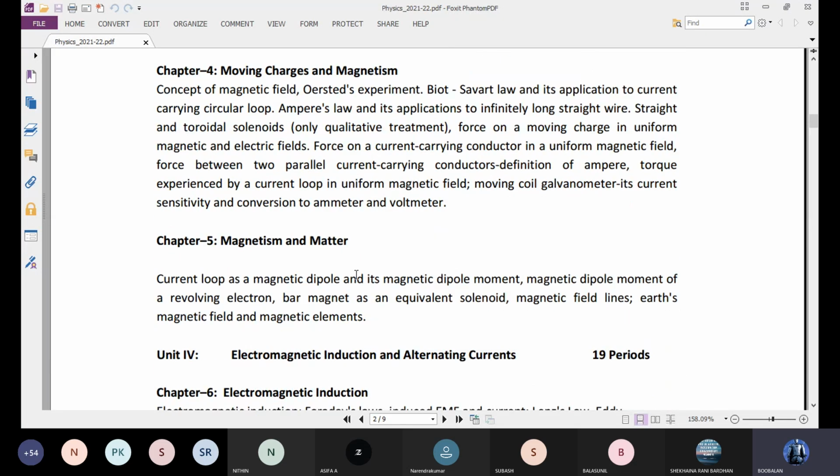Listen. Chapter number 5 is a very important topic. Now we are discussing this topic only, after the earth's magnetic field and magnetic elements. Everything is important because they have given very little, so definitely one or two questions will be asked in this area. So kindly prepare well.